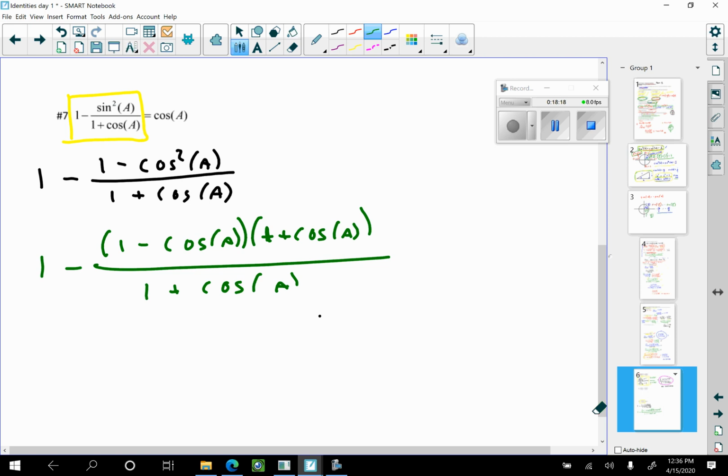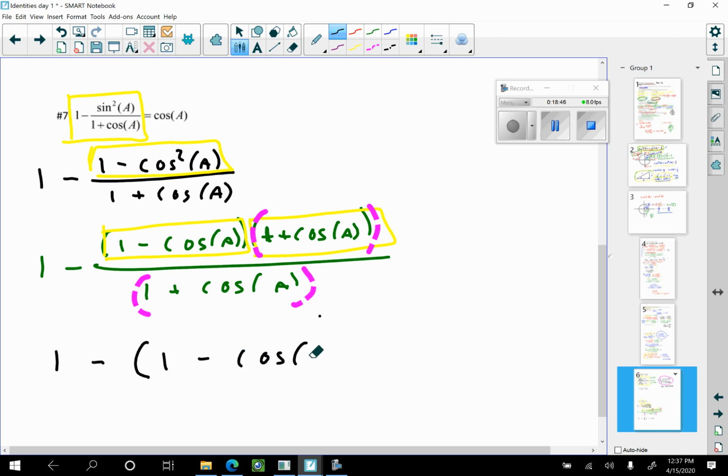Looks difficult, but look what's happening here. Since I factored that, I wrote sine squared as this rascal. I factored that because that's a difference of squares to 1 minus cosine of A times 1 plus cosine of A. And now look, they cancel. So what do I have? I have 1 minus, parentheses, 1 minus cosine of A, bam, which is equal to 1 minus 1, negative, negative, makes it positive, bam, as desired.